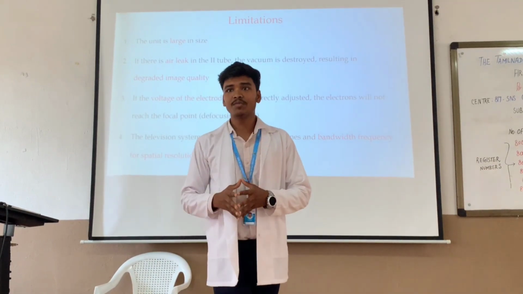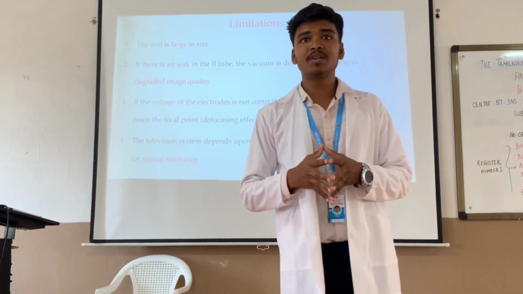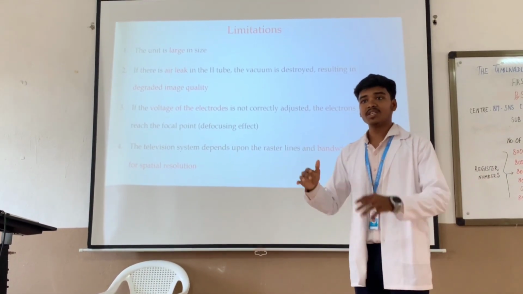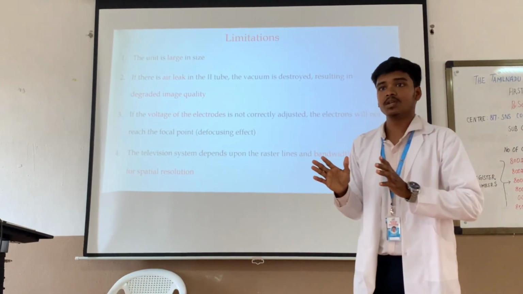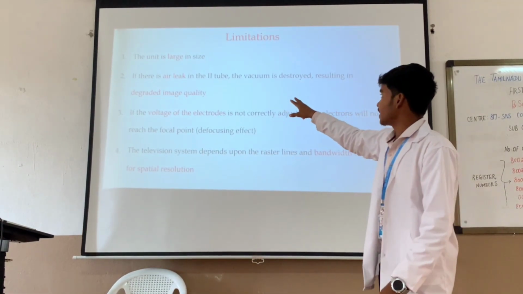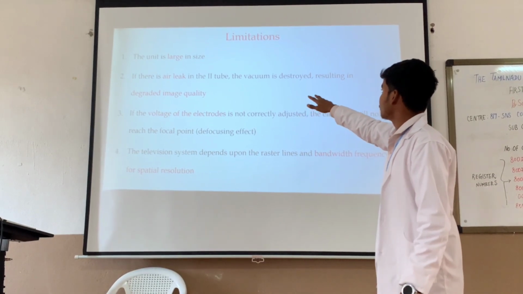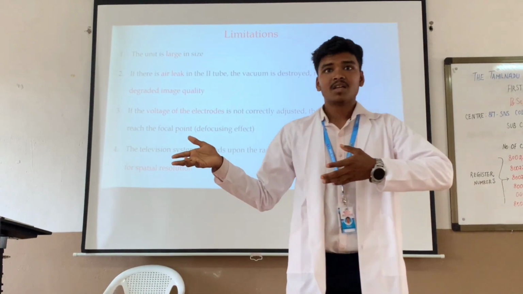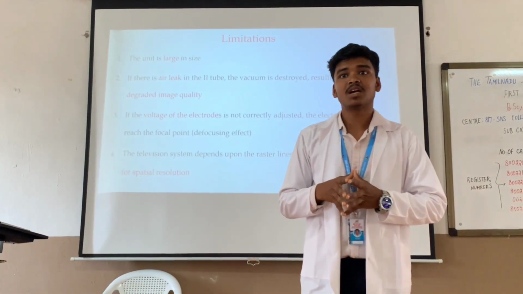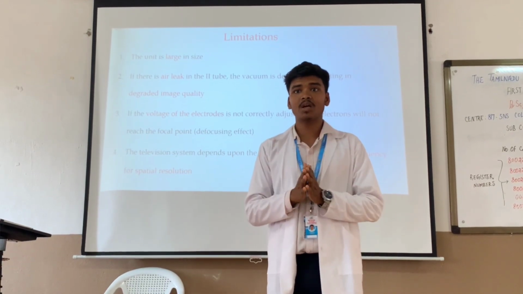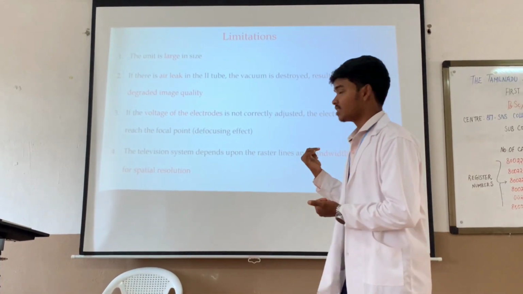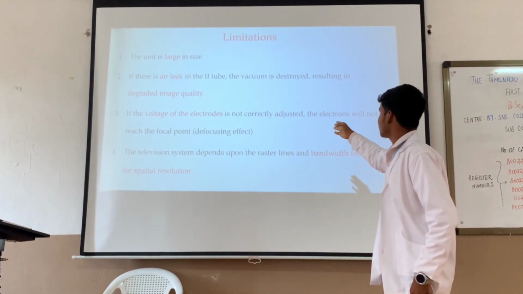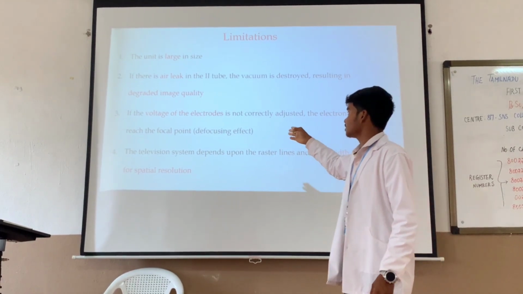What are the limitations? If we have an advantage, some limitations do exist. The unit is larger in size, so the image intensifier has to be bigger. There is air leakage in the vacuum. In the image intensifier tube, the vacuum is destroyed, resulting in degraded image quality. If air is present inside the image intensifier, it will degrade the image quality. Then if the voltage of the electrodes is not correctly adjusted, the electrons will not reach the focal point. It is called the defocusing effect.